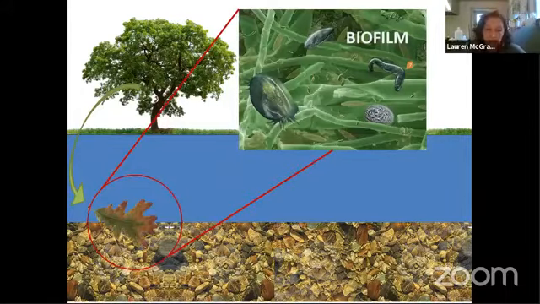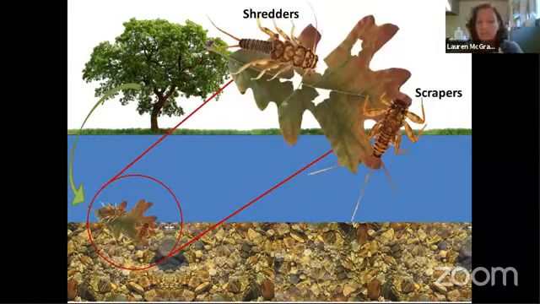So right after a leaf falls into the water, it gets coated with a biofilm, which is an amalgamation of bacteria and fungi and diatoms and algae. And it starts to condition and break down the leaf to make it more nutritious and delicious for our stream insects. So the biofilm builds up on our leaf from our oak tree. And very quickly, we start to see organisms being drawn to the leaf.